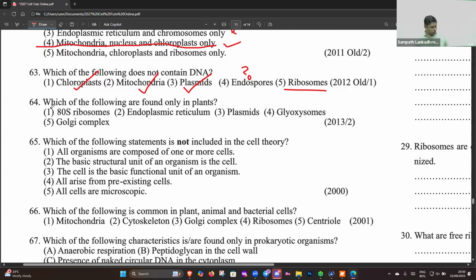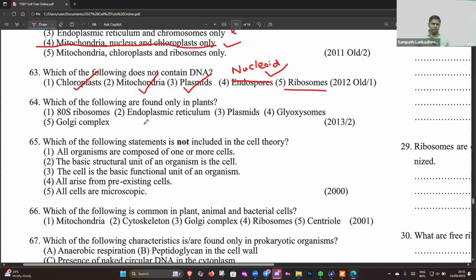Question number 64. Shall we modify this endospore? Since it is not in the syllabus, let's take it as nucleoid. We'll correct the choice to nucleoid. After correcting it, then it's correct.